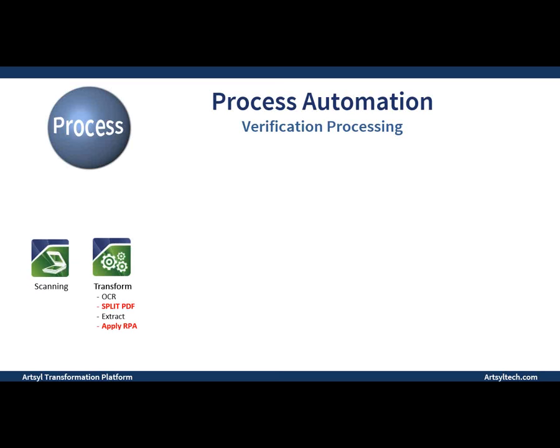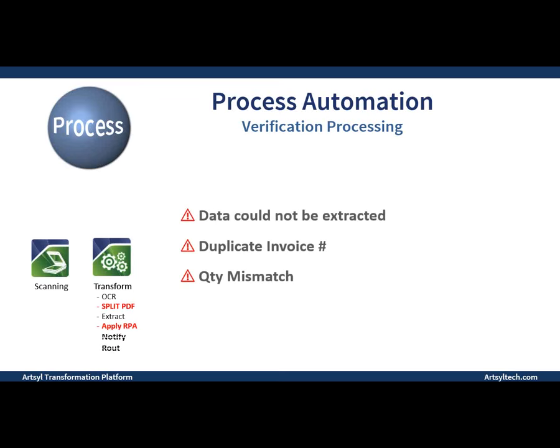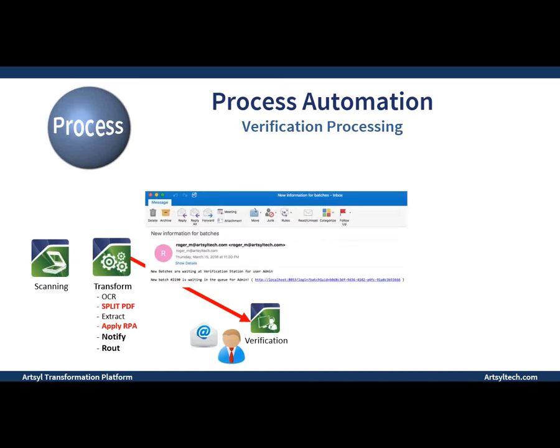So in this case, in our scenario here, three exceptions were flagged. Data could not be extracted. Maybe there was a scan that wasn't good. A duplicate invoice was identified and flagged. And a quantity mismatch was actually detected by the system for you automatically as well. So the invoices are sent for verification, and a notification is sent out.